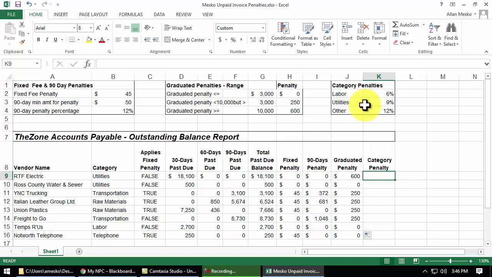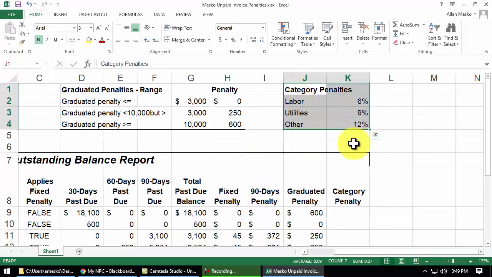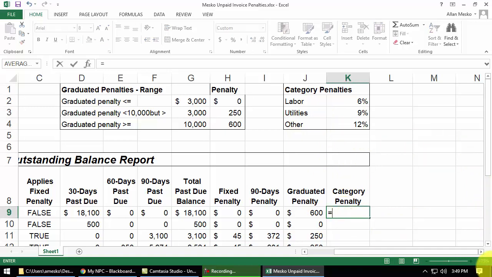apply 12%. So, labor and utilities are what we're going to check for, right? And anything else is all lumped together. In the category penalties, we basically just need to check for labor. If it's not labor, then check for utilities. If it's not utilities, then it's got to be something else, and we don't care what it is. So it looks like it's going to be nested IFs, and we only need 2 of them. So what are we trying to check for first? Doesn't really matter.